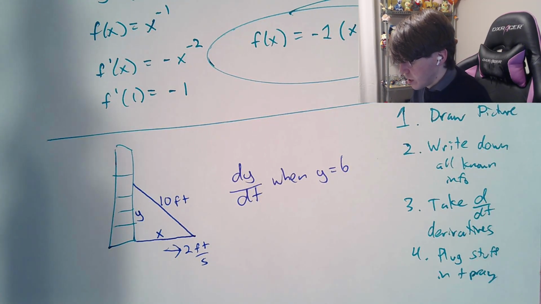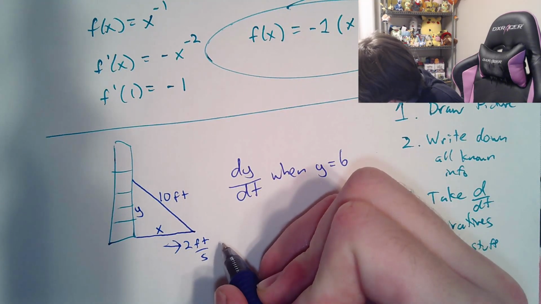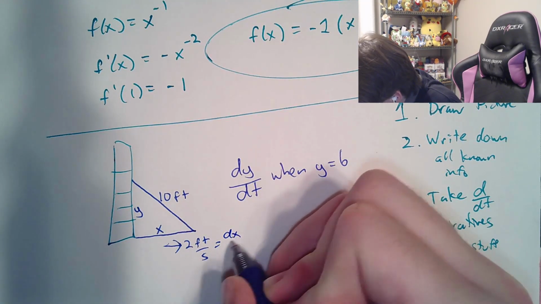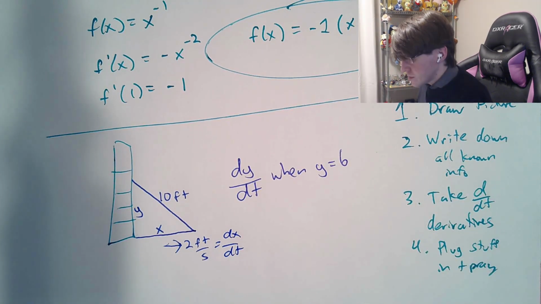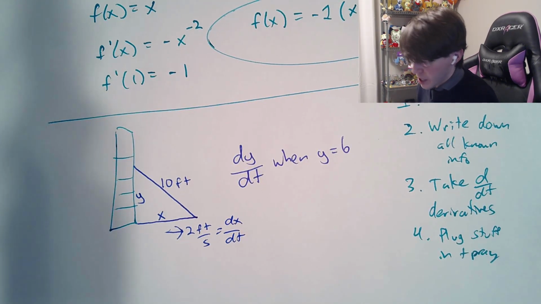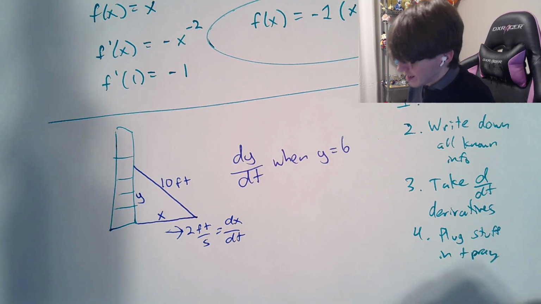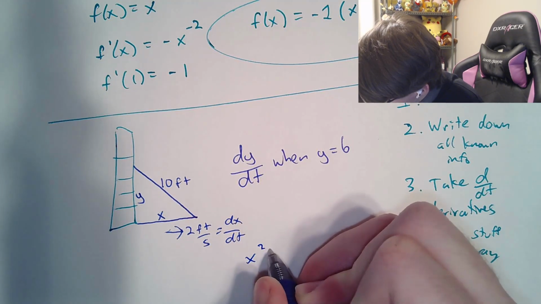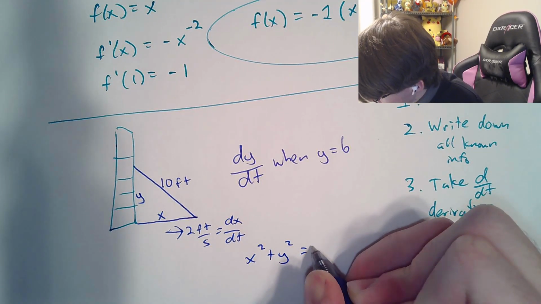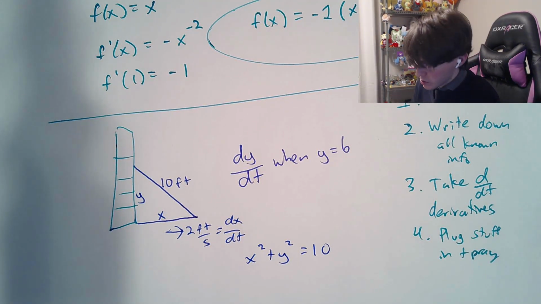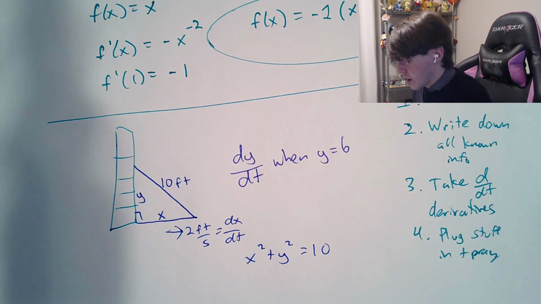I wrote down not all the information yet. I wrote down a bunch of the information. By the way, this is dx over dt if you wanted to know, because it's how much our x is changing by. We do have a piece of information we haven't written down, and that is our Pythagorean theorem. We know that x squared plus y squared is equal to 10 squared at all times, because we have a beautiful little right triangle there.